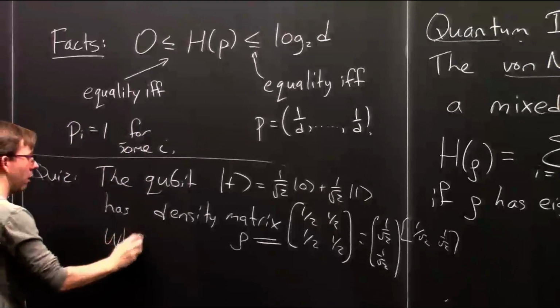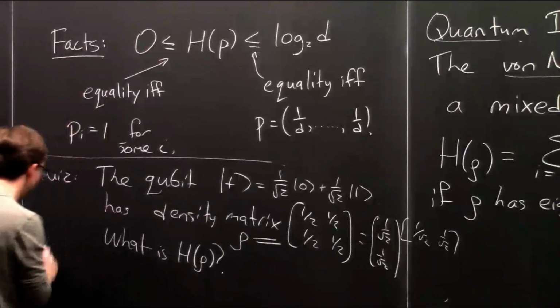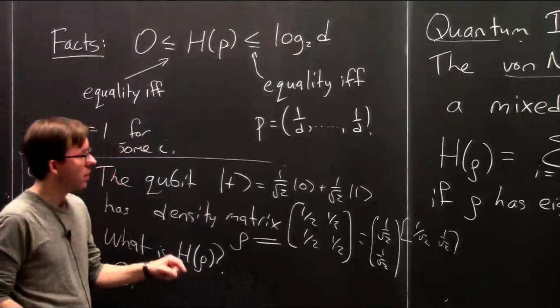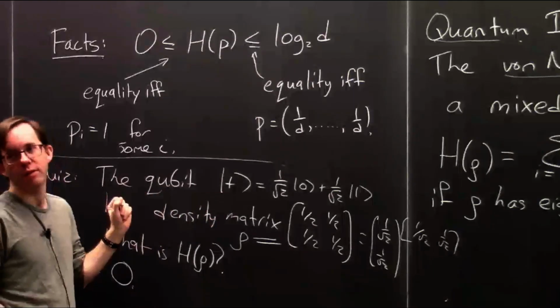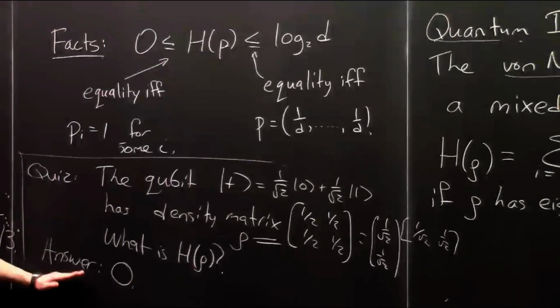So what is the von Neumann entropy of rho? Can somebody tell me? Sure, 0. Very good. It's 0 because one of its eigenvalues is 1, and the associated eigenvector is plus, and the other eigenvalue is 0, and the associated eigenvector is something orthogonal to plus, which would be minus. That's right. So pure states always have entropy 0.